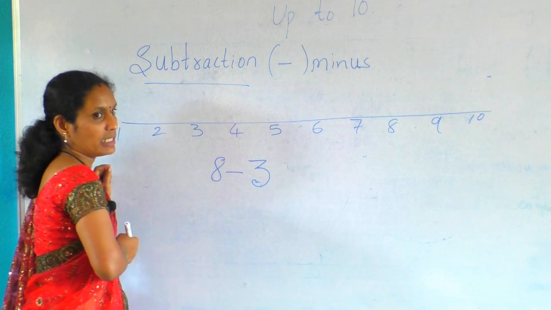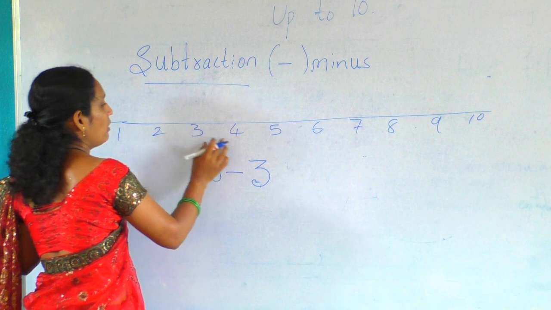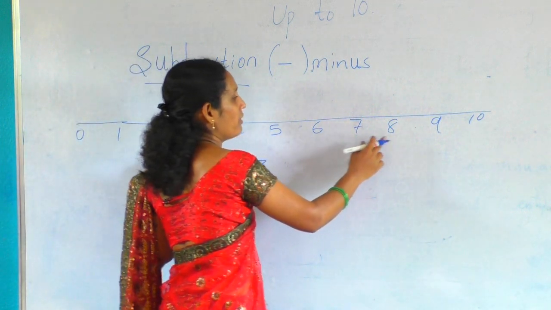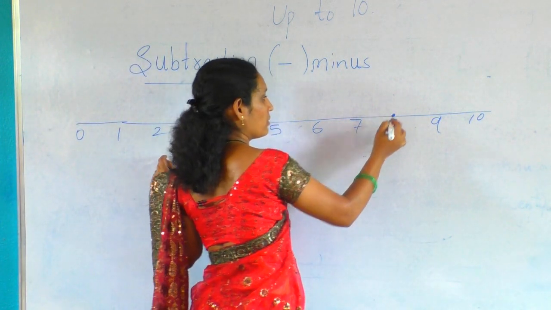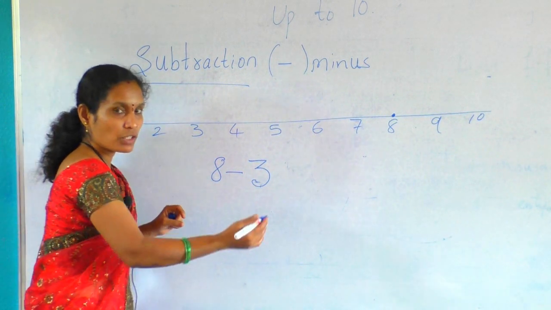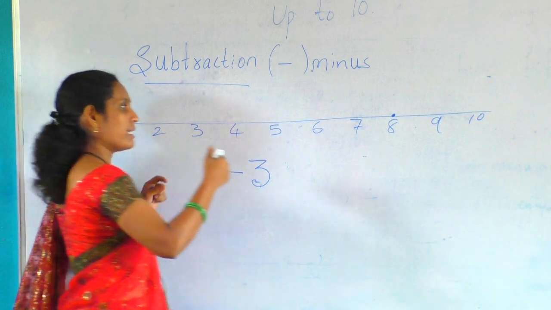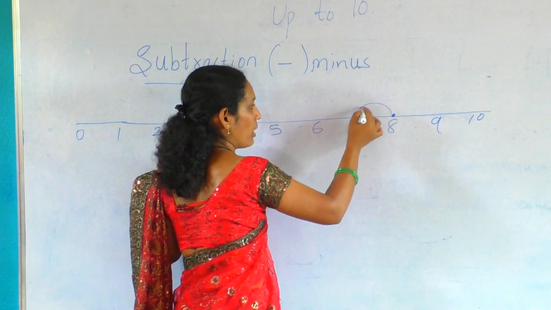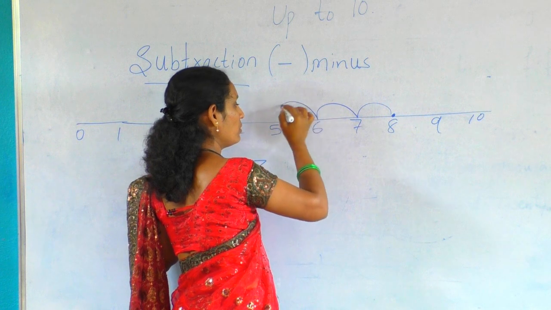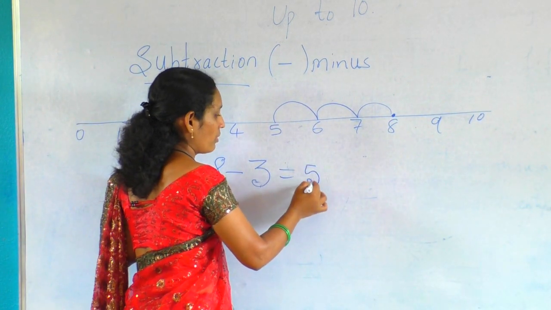Where is 8 here? See, 1, 2, 3, 4, 5, 6, 7, 8. Minus 3 means we should come back. We should come back this side. See, minus 3 means here 1, 2, 3. The answer is 5.